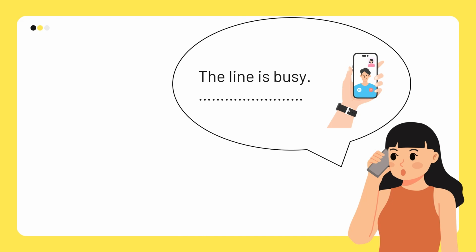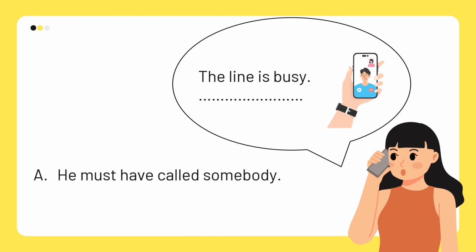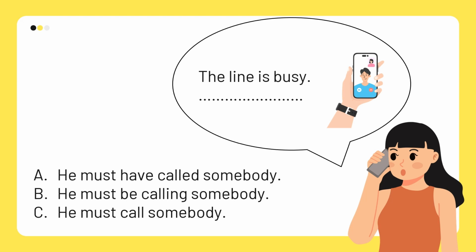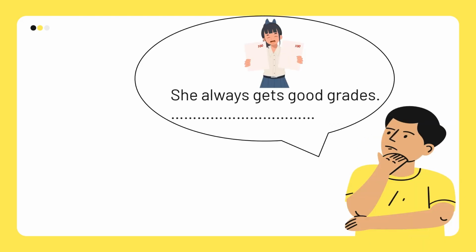For what's happening. So in here, is it A, he must have called somebody? Or B, he must be calling somebody? And C, he must call somebody. Again, take a moment, think about it, and write down your answer. Don't worry, we're gonna discuss what the correct answer is after this. Okay, let's move on to the next one.